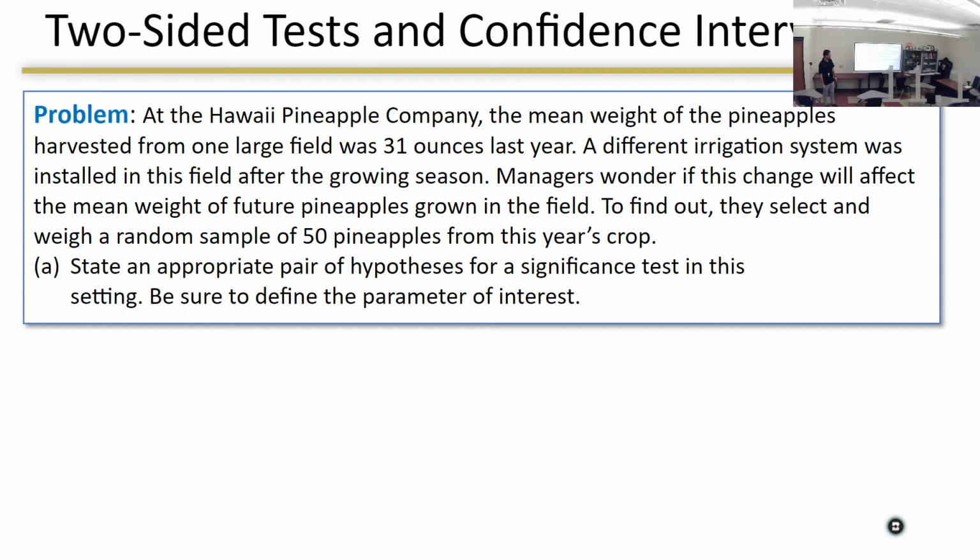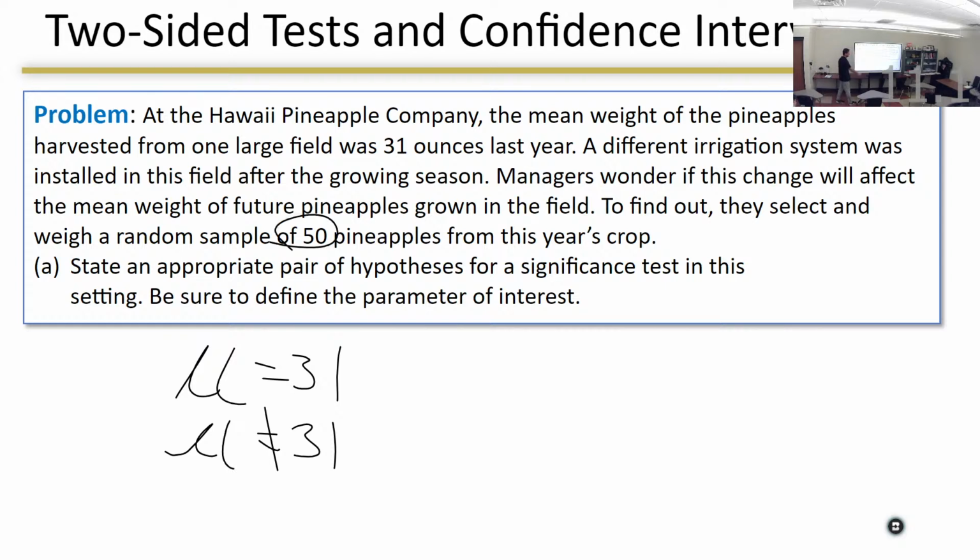Hawaii Pineapple Company, the mean weight of a large field was 31. Whoops, sorry. We're almost done. Bear with me. The mean weight is 31. A different irrigation system was installed in this field after the growing season. Managers wonder if this change will affect the weight. We don't know if it's going to be higher. We don't know if it's going to be lower. We just wonder if it affects it. To find out, they weigh a random sample of 50. State the appropriate pair of hypotheses.